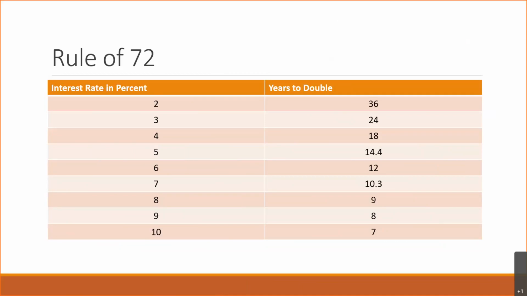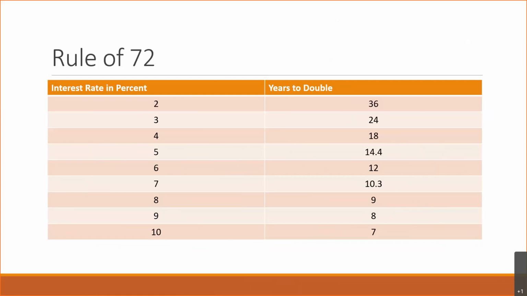So if you have your money in a savings account at a bank, or a CD in a bank, and it's running 2% or something like that, it's going to take you 36 years for your money to double. And that, of course, is a very long time. In fact, it's almost not worth having the money in the account.